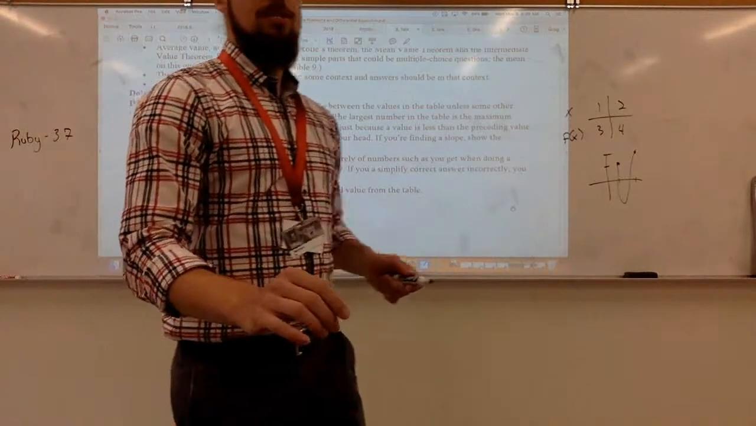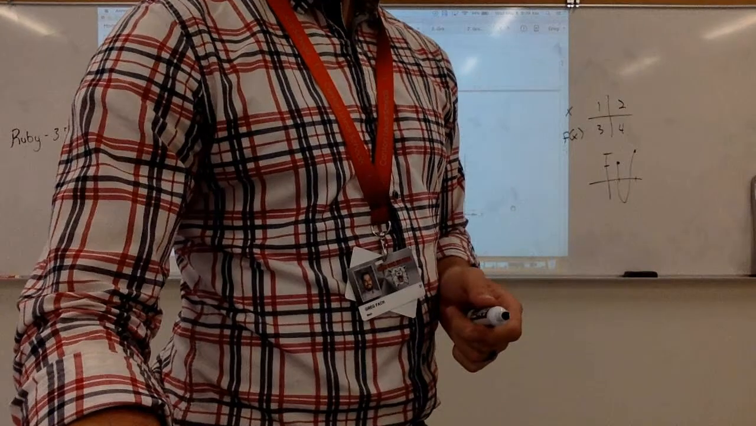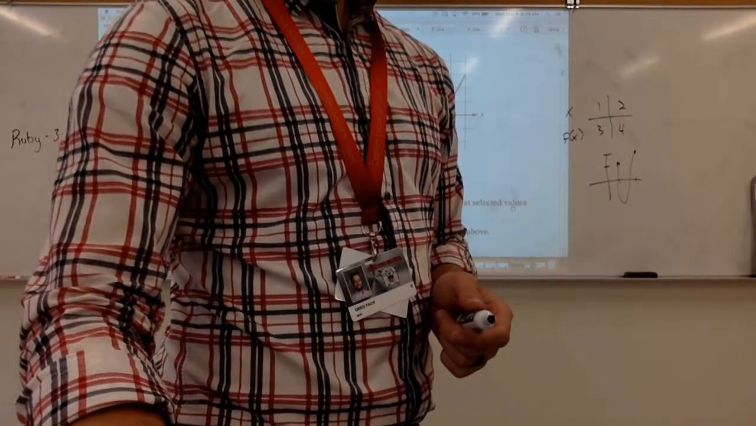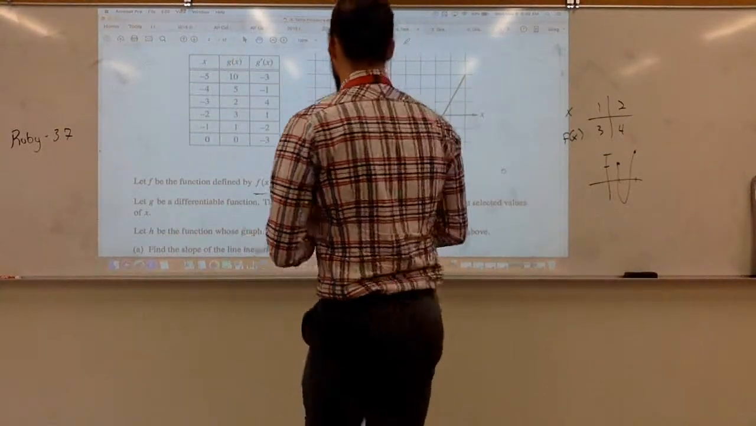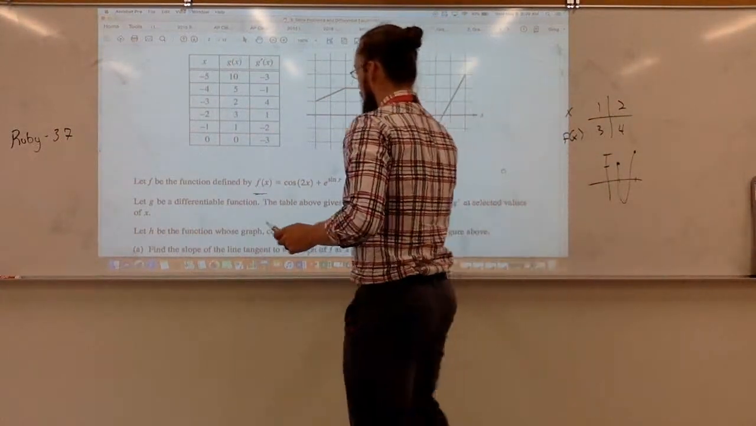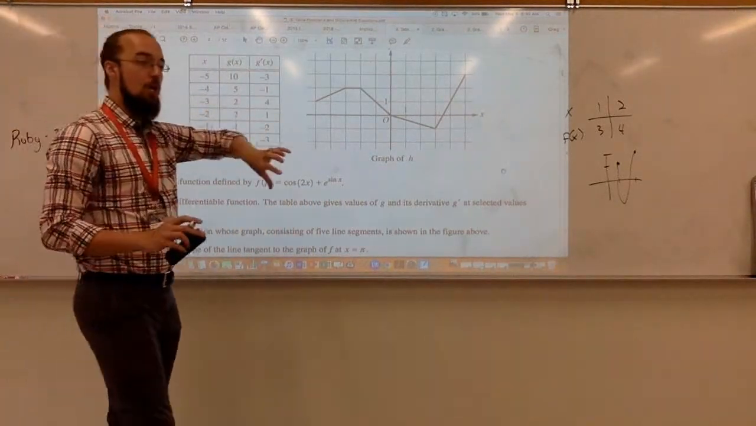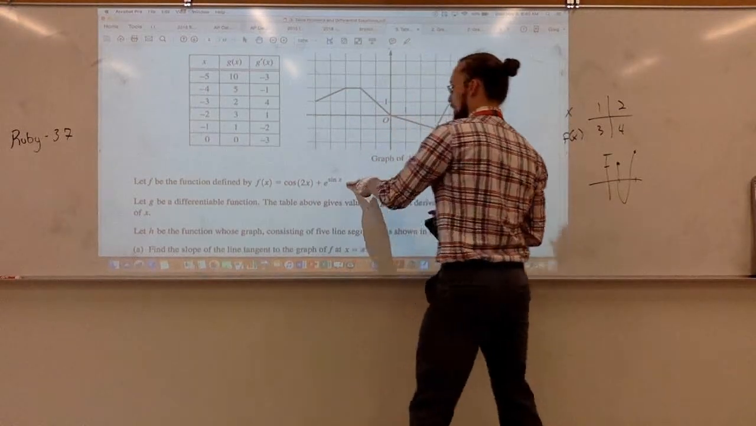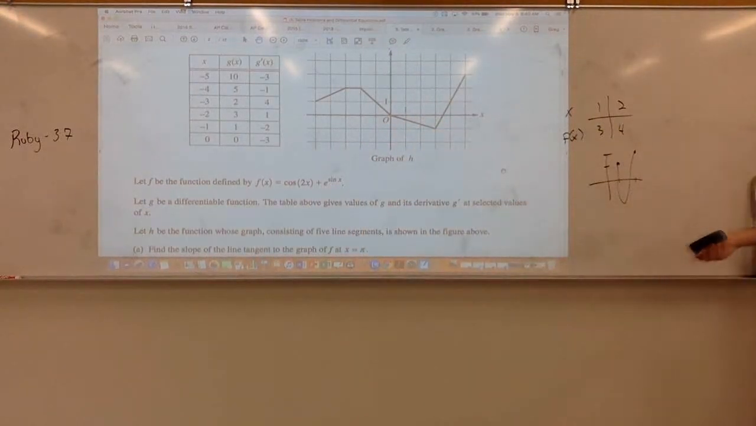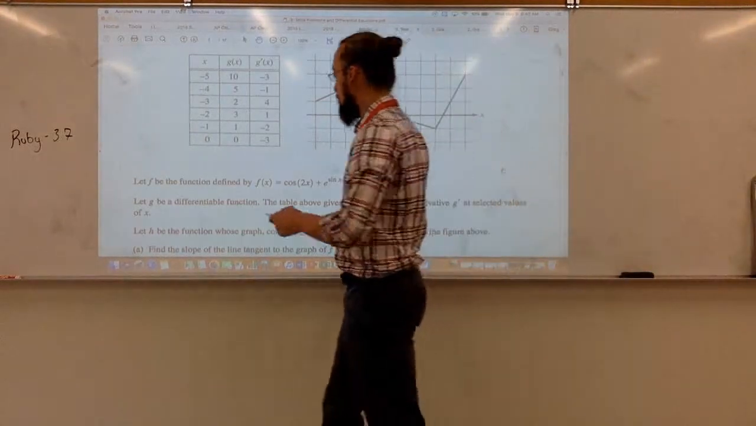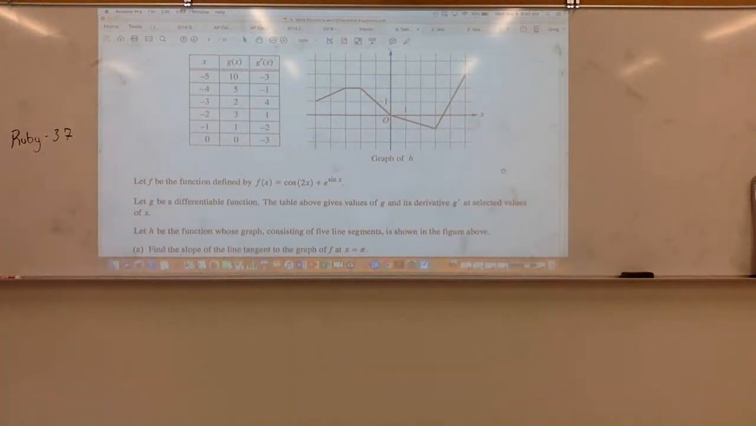So let's take a look at a couple of examples. First, in this example, we are given 3 different functions, 3 different ways. We're given g and g prime in a table. We are given a graph of h, and then we are given a function to define f. So, first, part A says find the slope of the line tangent to the graph of f at pi.